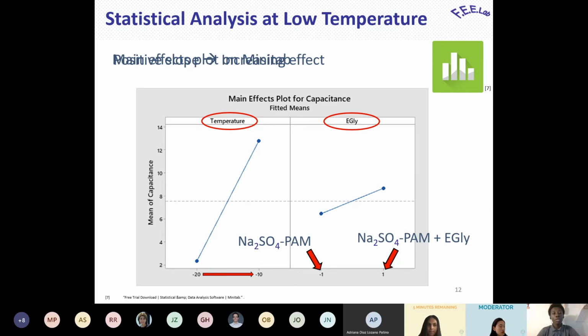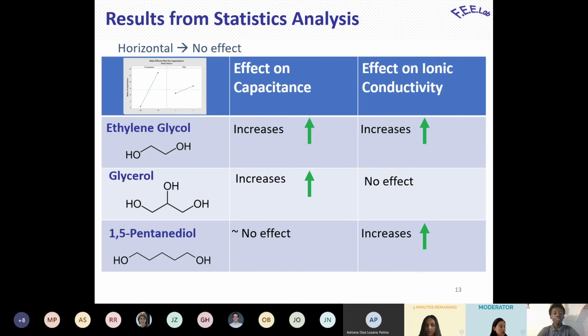And since both slopes are positive, they both have an increasing effect on capacitance, where temperature has the greatest effect because of its larger slope. So I used the main effects plot for all of the additives, and here's a table of the results. We know that ethylene glycol increases capacitance, and it also increases ionic conductivity.